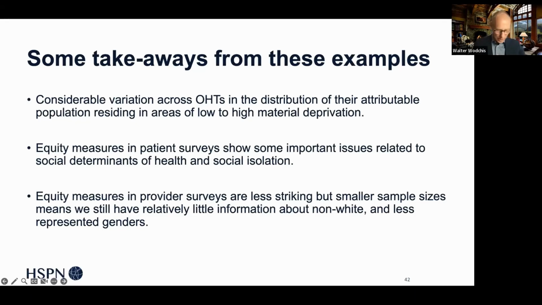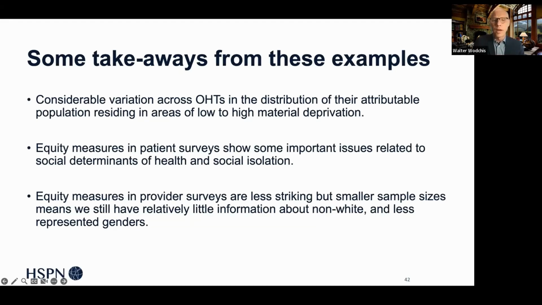But some of the takeaways here: first off, there's considerable variation across Ontario health teams in the distribution of the attributable population in the areas of low to high material deprivation. Every OHT is not facing the same population. The equity measures in the patient surveys are also showing some important issues related to the social determinants of health, and particularly also social isolation.